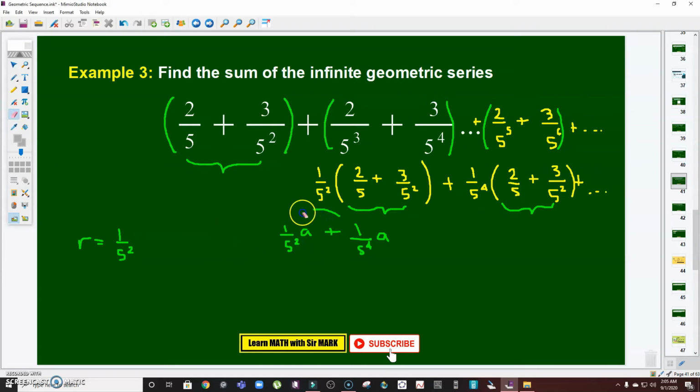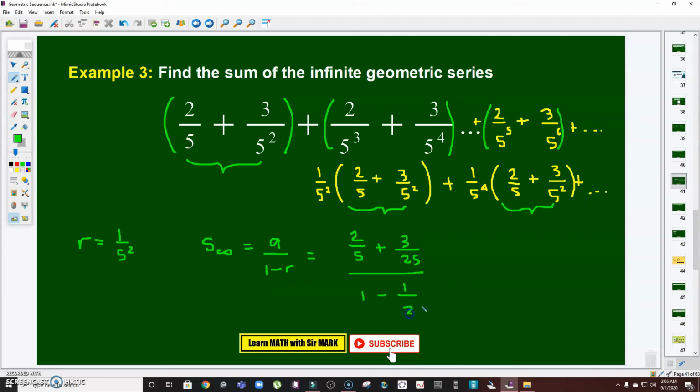So, let me erase this. Okay? I hope clear bakit naging 1 over 5 squared ang ratio. Now, since infinite na yan, sum to infinity, so we can now apply this formula. So, again, A over 1 minus r, that is, my first term is this, right? So, yung 2 over 5 plus 3 over 25, all over 1 minus 1 over 25, right? So, that is, 25 divided by 5 is 5 times 2, that will be 10, right?